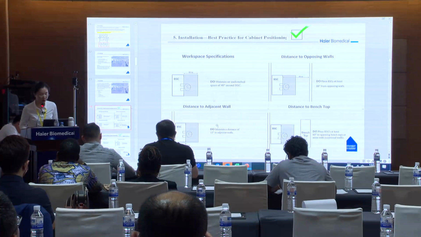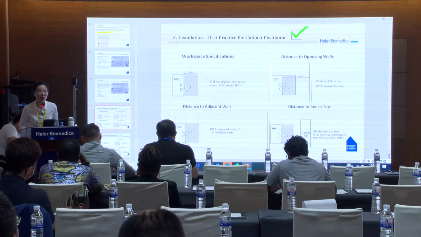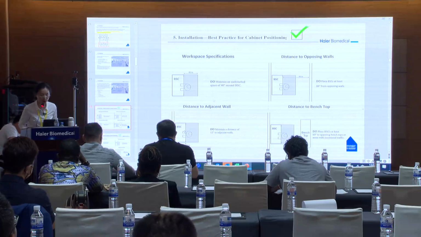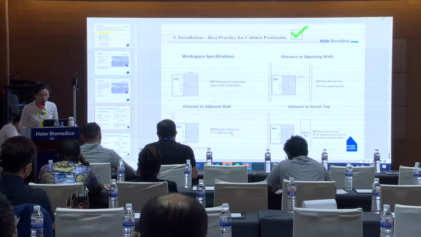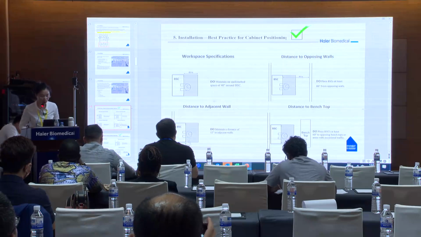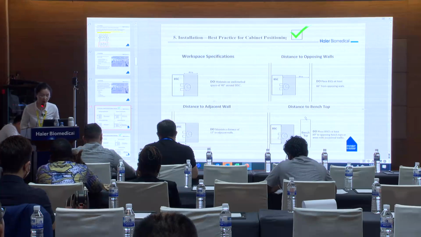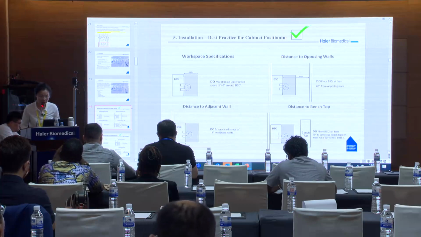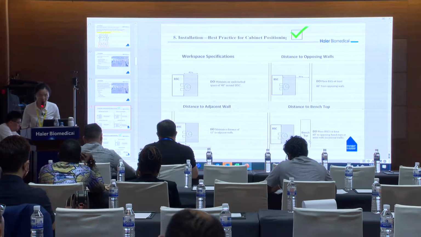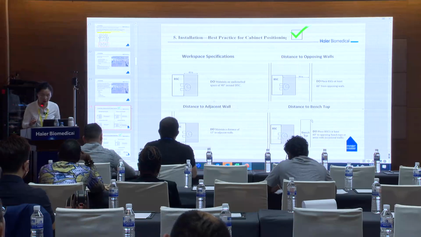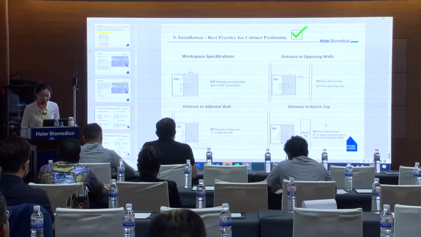If your cabinet's port will be installed like this, what should we do? We should maintain a distance of 12 inches to adjacent walls. 12 inches to adjacent walls. Once there is some bench top for your cabinet, what do you do? You should place the biosafety cabinet at least 60 inches from opposing bench tops or areas with current traffic.